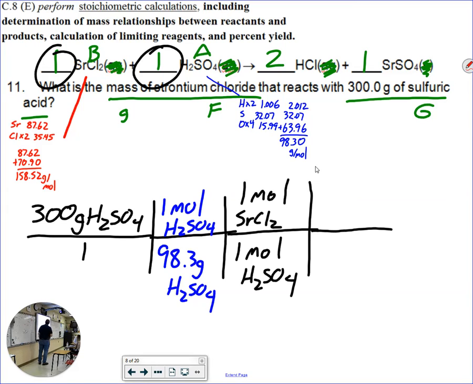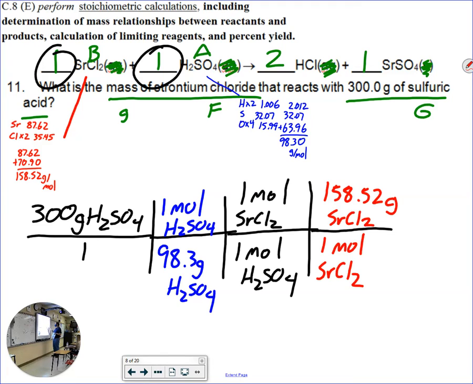Moles of SrCl2. So 1 mole of SrCl2 goes in here. And mass, 158.52 grams of SrCl2.